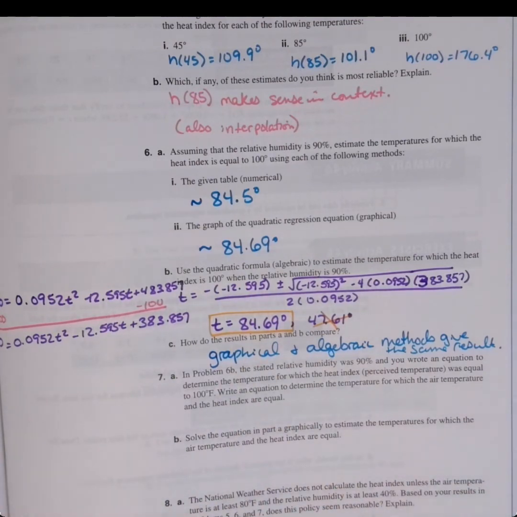Okay, so number 7a. In 6b, the stated relative humidity was 90%. We wrote the equation to determine the temperature for which the heat index was equal to 100 degrees. Write the equation to determine for which the air temperature and the heat index are equal. All right.